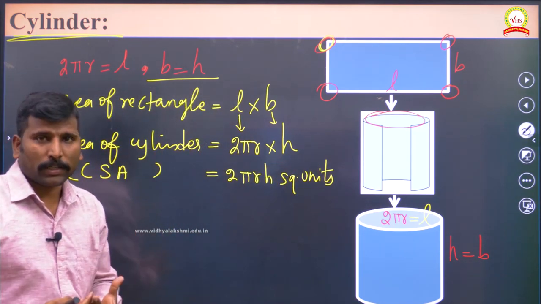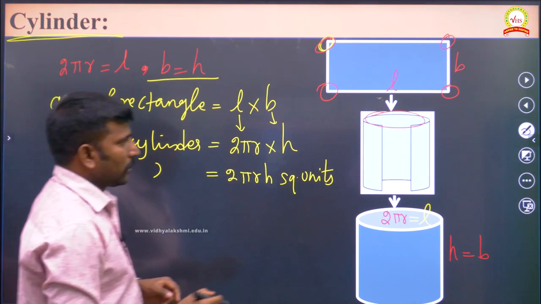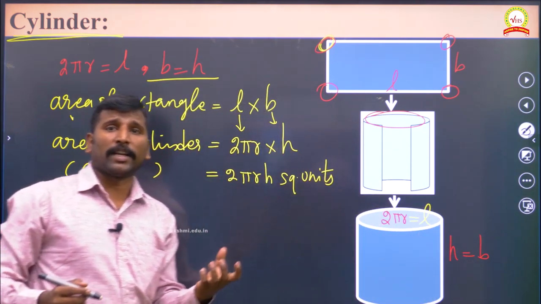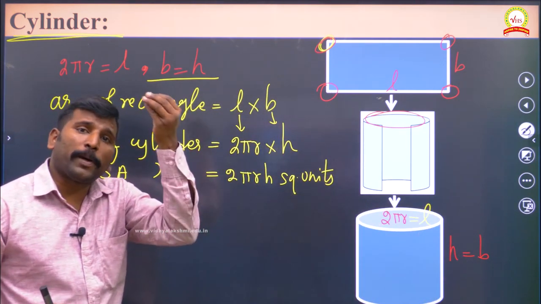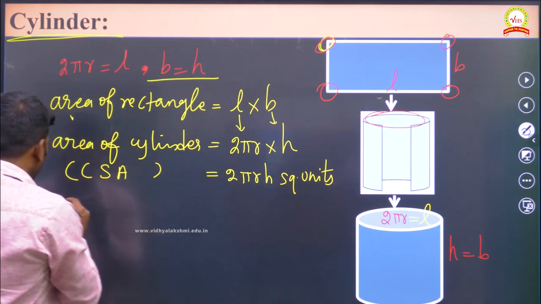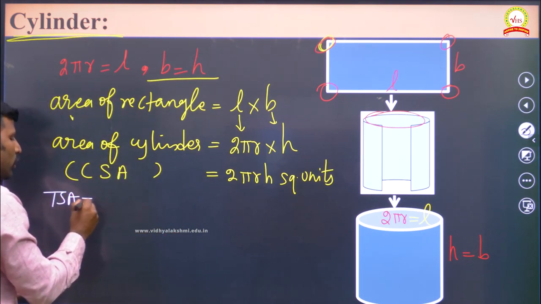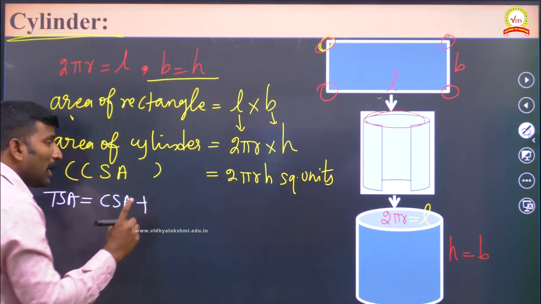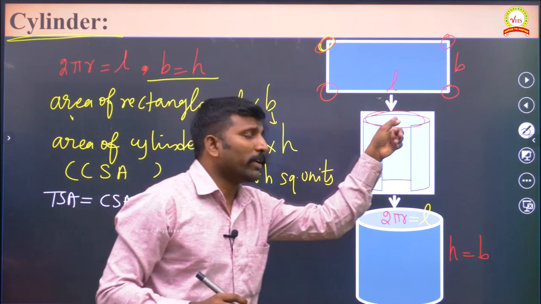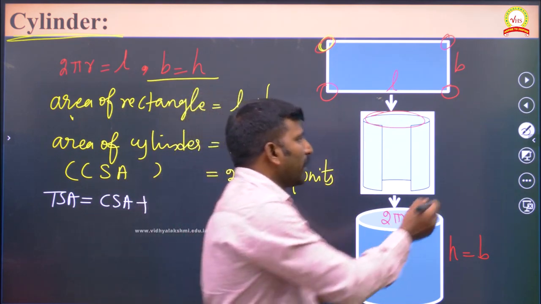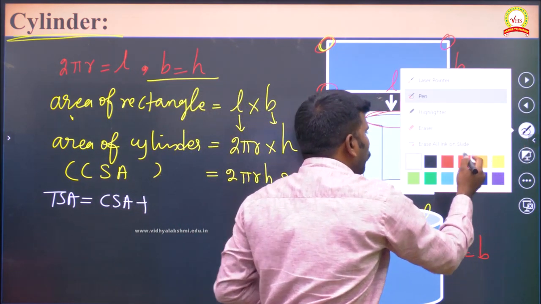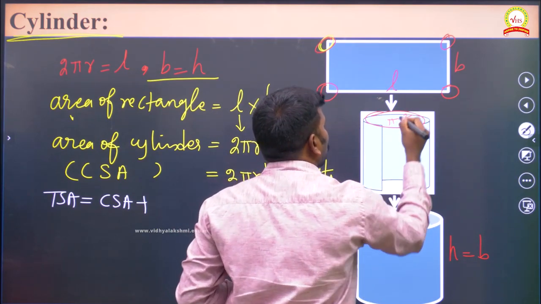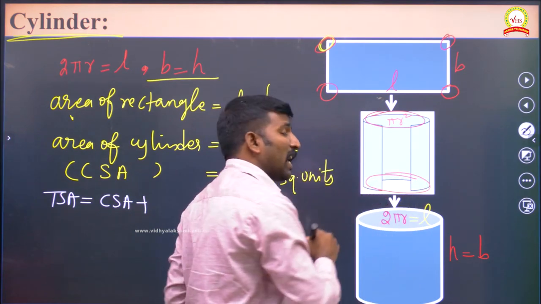Suppose you want the total surface area. As I said, total surface area is generally the sum of the top and bottom with the CSA. So total surface area is equal to CSA plus top and bottom. The top area is generally pi r square, when we go with the area. This will be pi r square, top or bottom. Here also we have a bottom area.